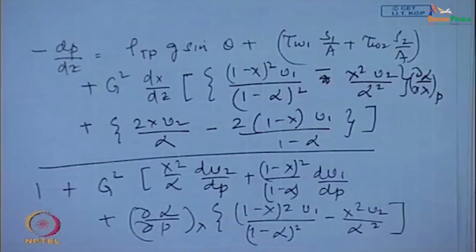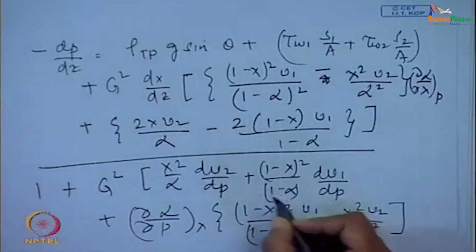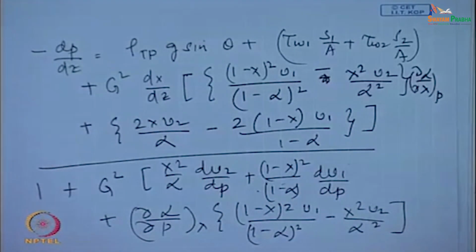See, if you look at this expression, I had assumed that V1, V2, these two things vary with pressure, isn't it? And alpha also varies with pressure. Okay. So, alpha varies with quality and pressure, and the specific volumes vary with pressure. Let me tell you, for most of the cases this particular term will disappear.